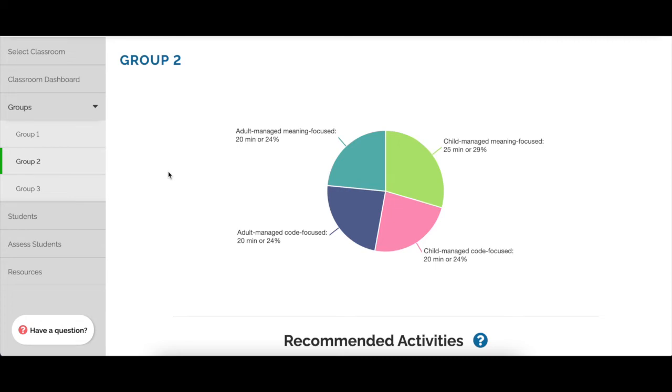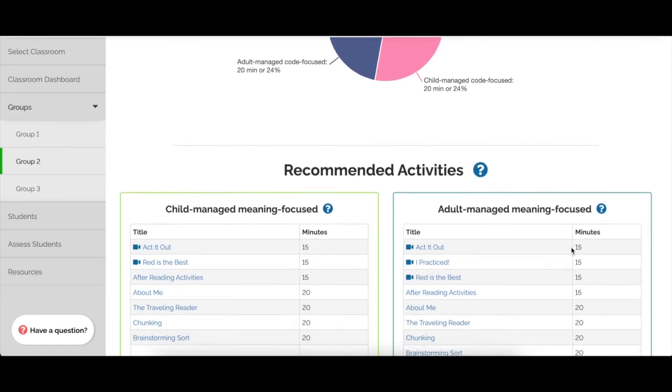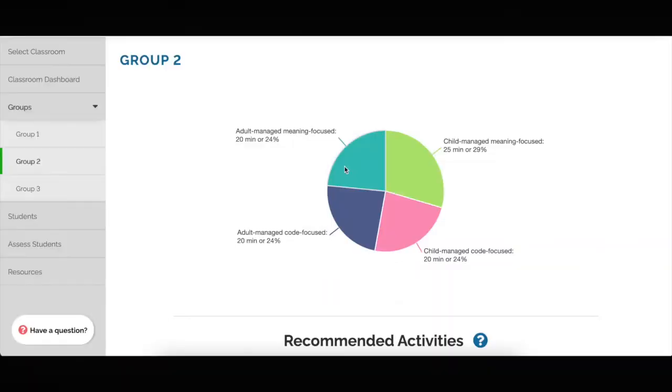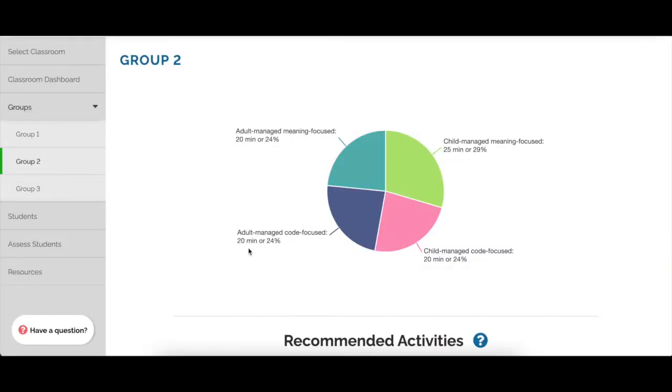To begin, the instructor could work with the group for about 20 minutes on a vocabulary, comprehension, or writing activity recommended below. Next, they might spend another 20 minutes working on a phonics, spelling, or fluency activity.